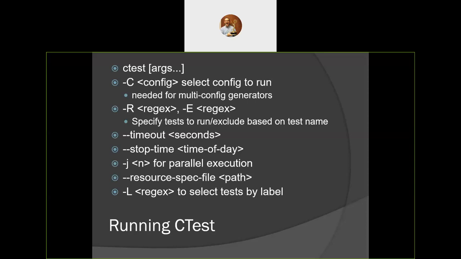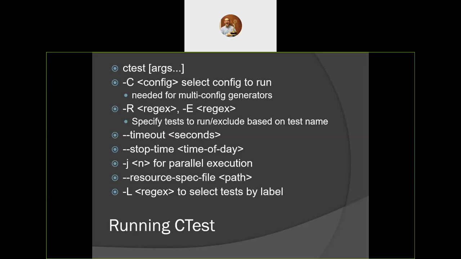As mentioned, you can also use the labels with a regex matching labels to select tests to run. You can combine that with the dash E regex to specify some tests to exclude, to do kind of include and exclude lists. Tests that take a long time, you might want to consider them to have failed if they take longer than a certain amount of time. So you've got the dash dash timeout option to be able to specify that.